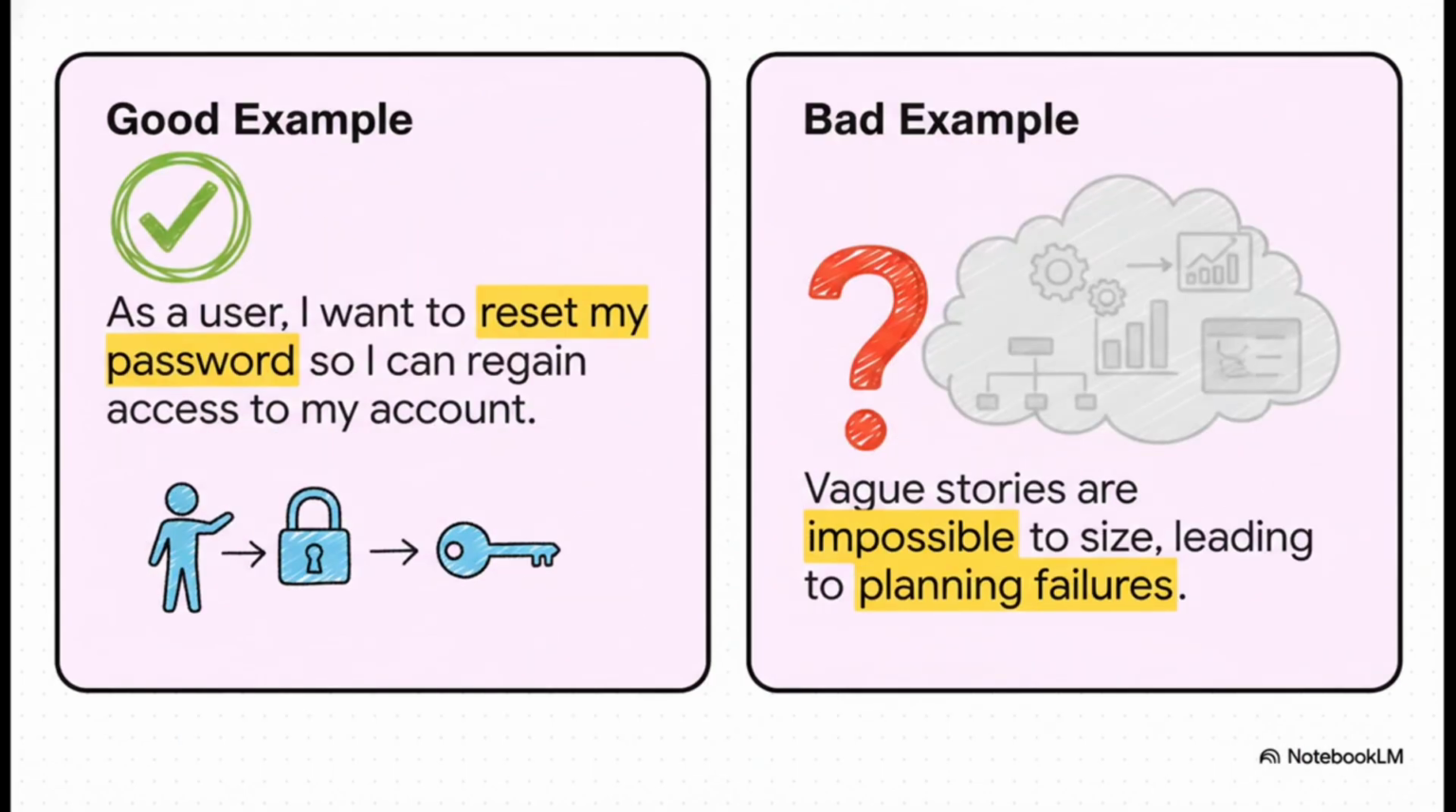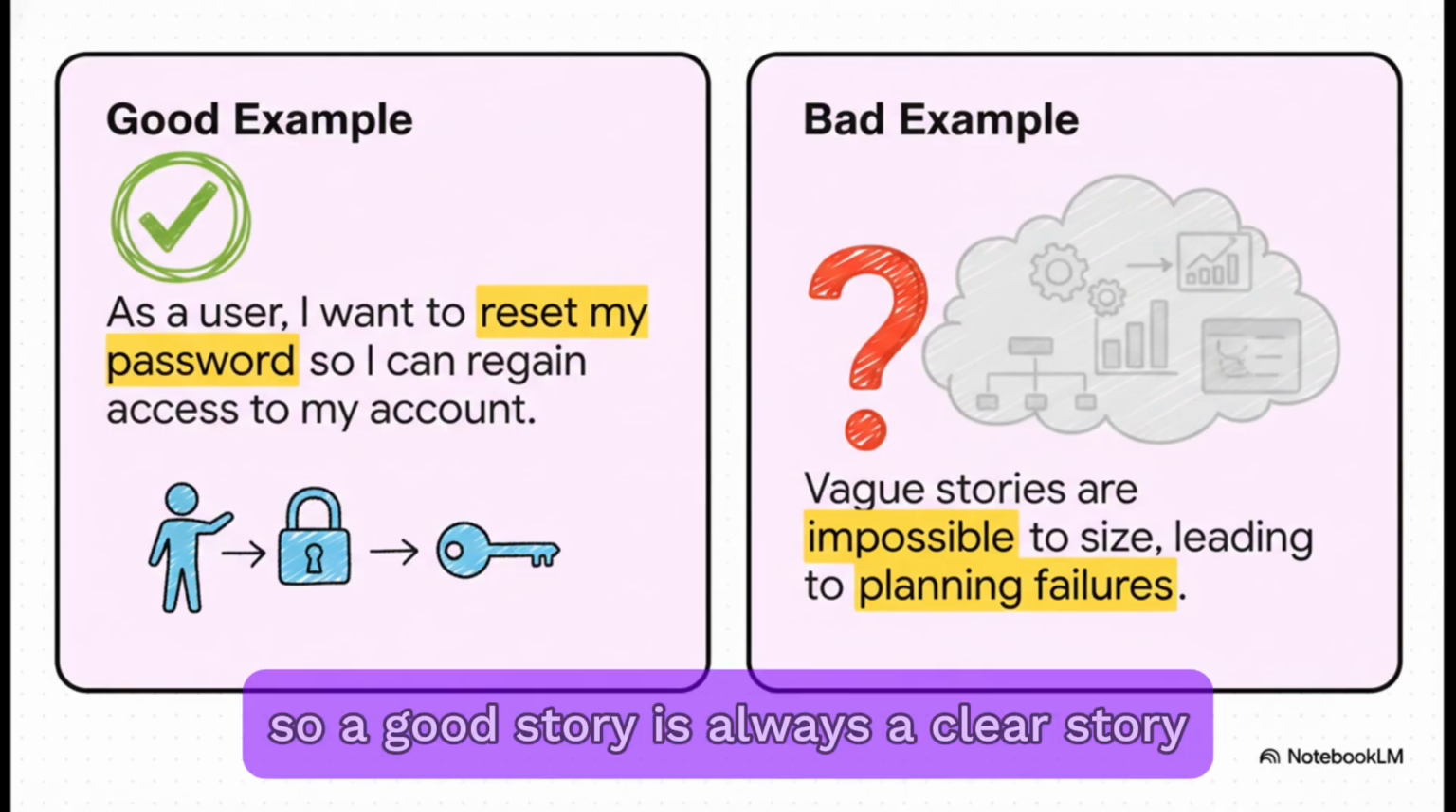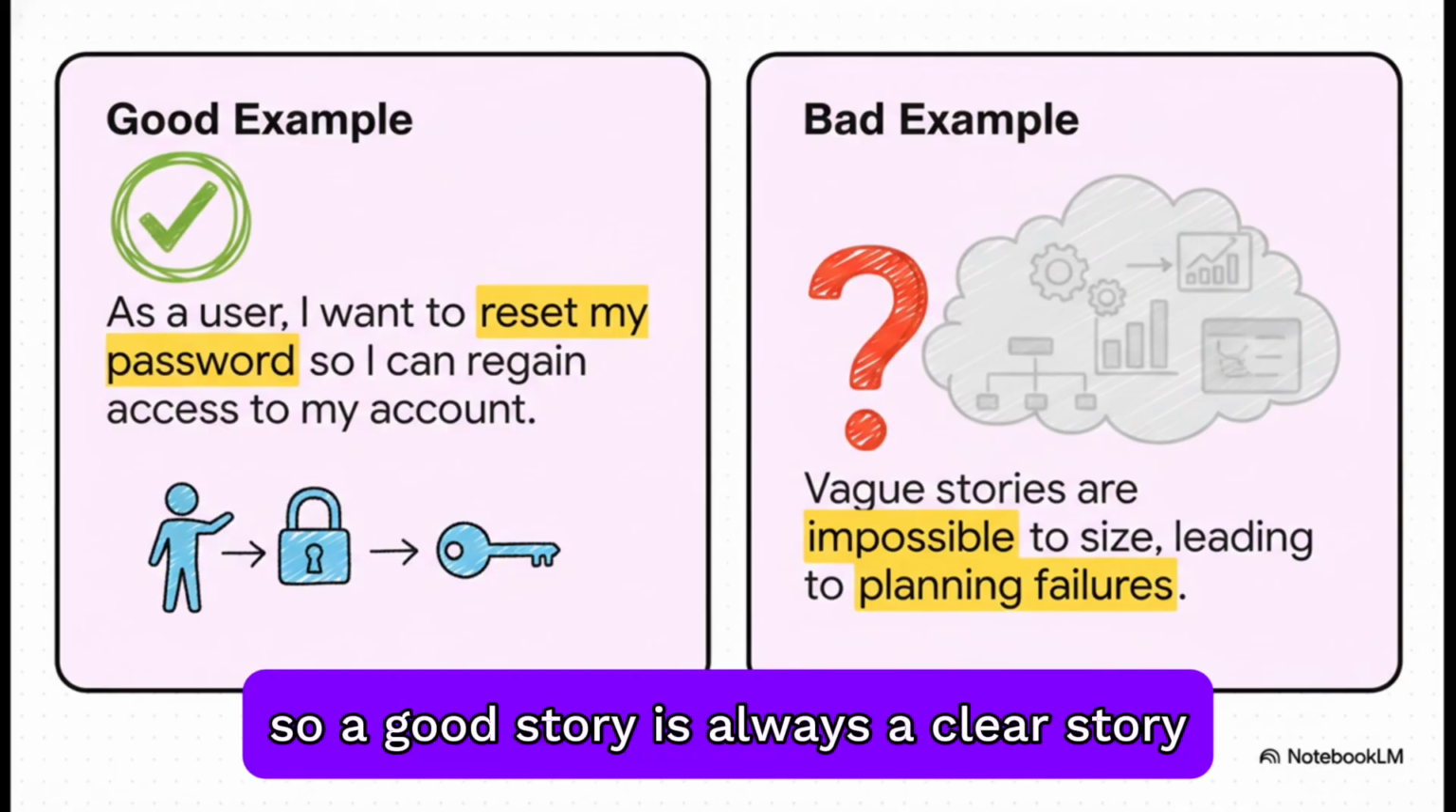And what about estimable? Well, the key here is just plain old clarity. A development team can look at that password reset story and immediately get a sense of what's involved. They can give you a pretty good estimate. But vague, fuzzy goals, they make planning and forecasting totally impossible. So a good story is always a clear story.